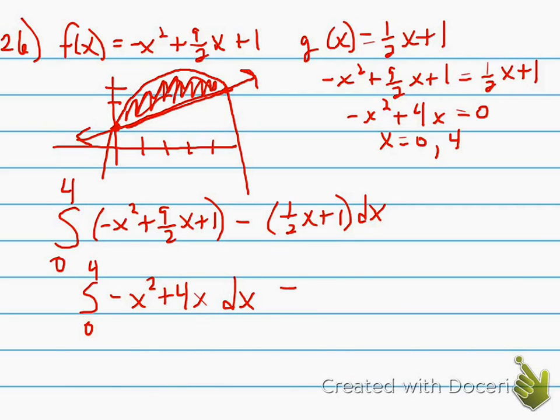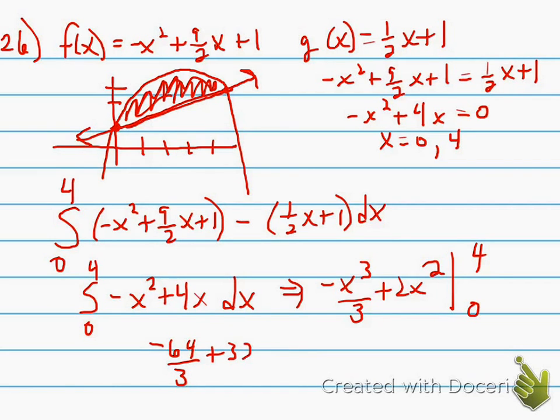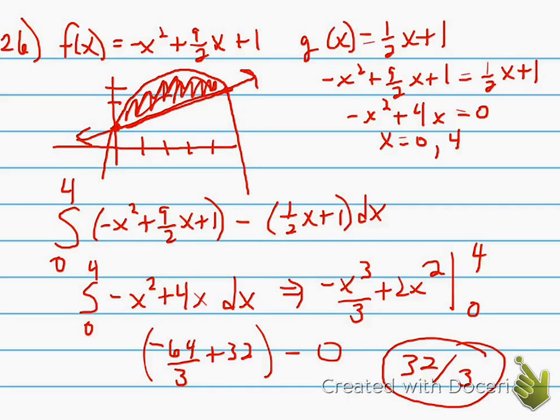So now I end up with negative x cubed over 3 plus 2x squared. And I'm evaluating that from 0 to 4. I plug in 4 and I get negative 64 thirds plus 32, minus what I get when I plug in 0, which is 0. And I end up with 32 thirds. Done.